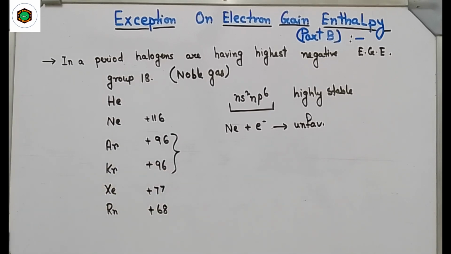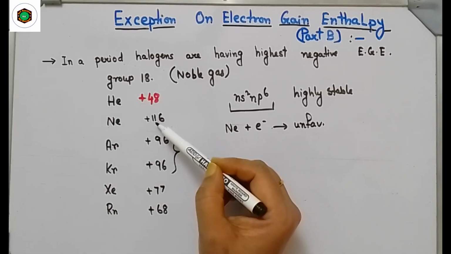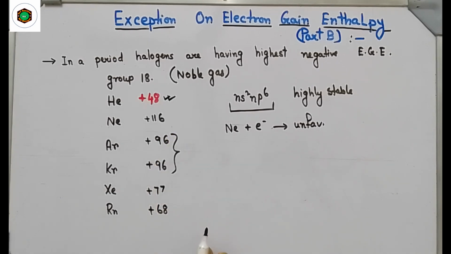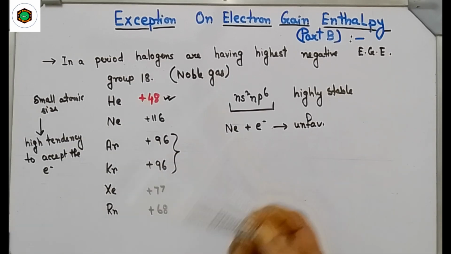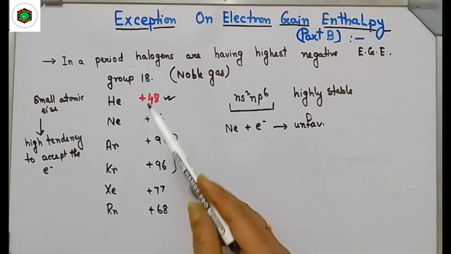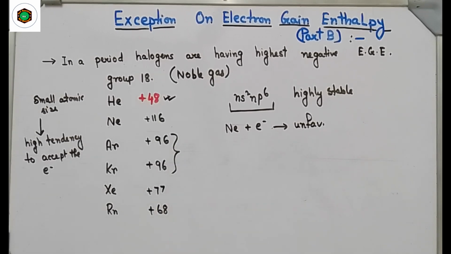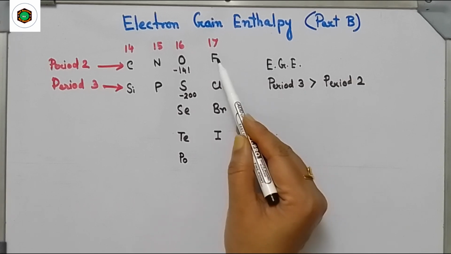Now see, helium has this value, plus 48 kilojoule. Why is this value less than the neon value? Helium has an exceptionally small positive value because it has a very small size, so it has a high tendency to accept the electron. Therefore, it has the smallest positive value here. So this is one exception. From this value you can write the order: neon has the highest, then this, then this, then xenon, then radon, and then helium, and this is due to this reason. We have seen Cl has higher negative electron gain enthalpy than fluorine.